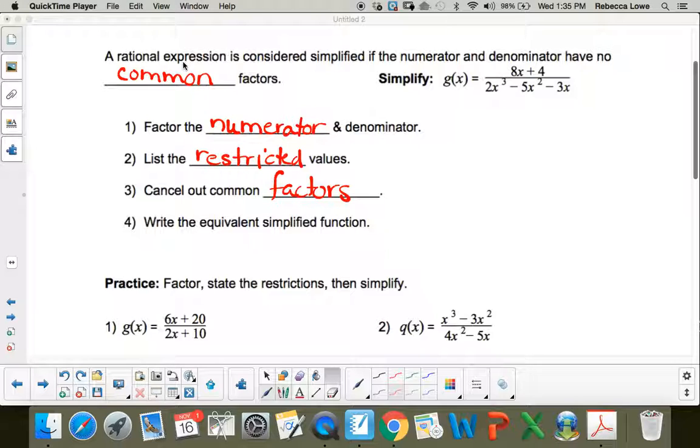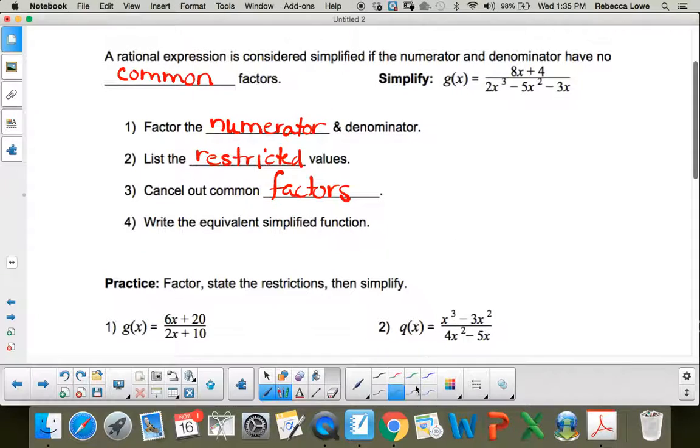A rational expression is considered simplified if the numerator and denominator have no common factors. Just like when you simplify a numeric fraction, you can't have any common factors, so you have to get rid of those. So what you will do is first factor the numerator and the denominator. Make sure you put those factors in parentheses. You'll list the restricted values. You'll cancel out the common factors, and then you'll write the equivalent simplified fraction. So let's go through that.